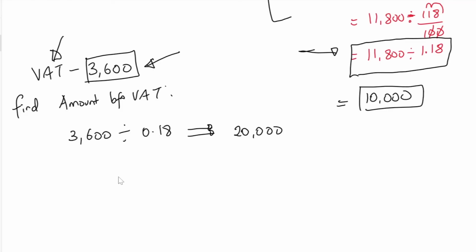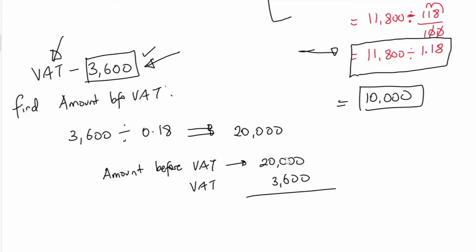So I simply know that my amount before VAT is 20,000. I'm going to add the VAT component, which is the 3,600. And at the end of the day, I'm going to get 23,600. And that's my amount after VAT, or VAT inclusive. As simple as that. Let me just do one more example.